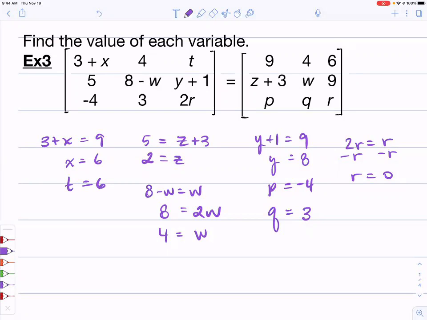Don't divide by R on both sides. You never want to divide by a variable on both sides to be able to cancel. If you divided by R on both sides, what would you end up with? 2 equals 1. Now, when was the last time 2 equaled 1? Oh yeah, never. Okay, so you don't want to divide by variables on both sides.